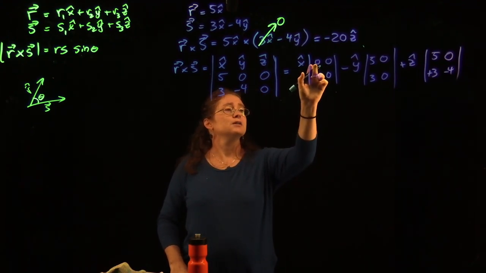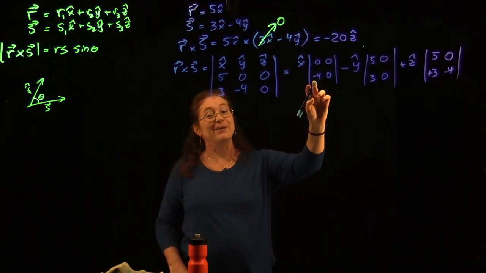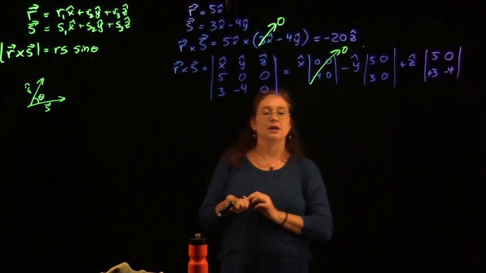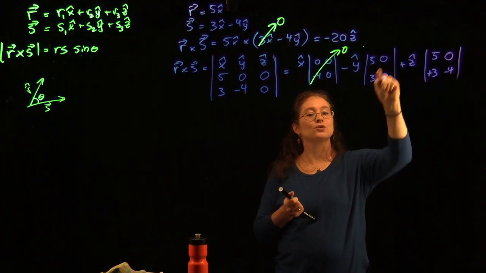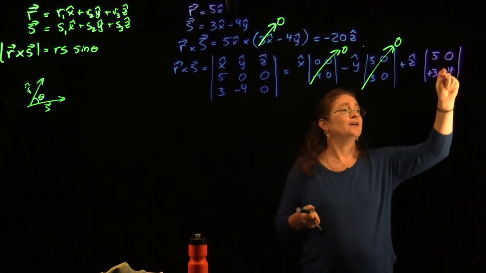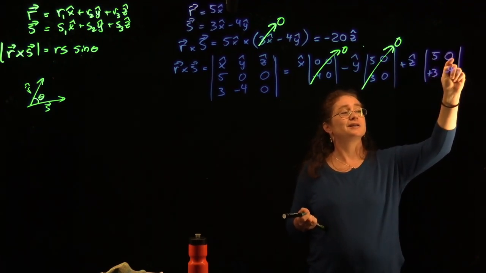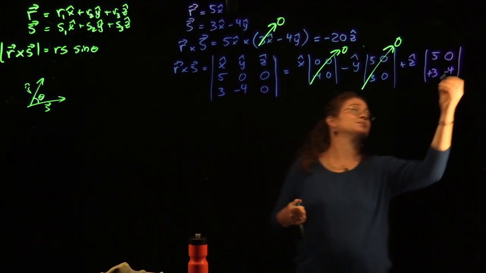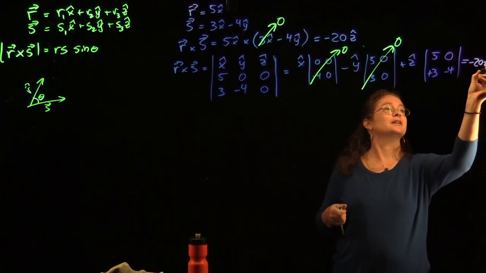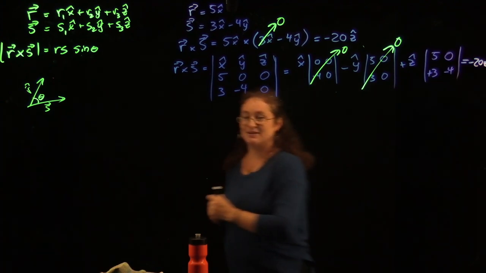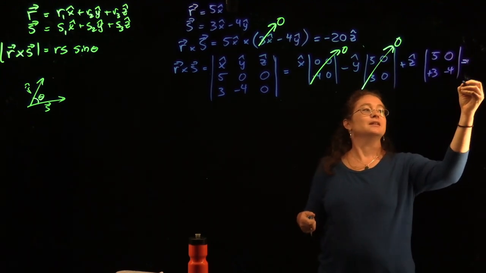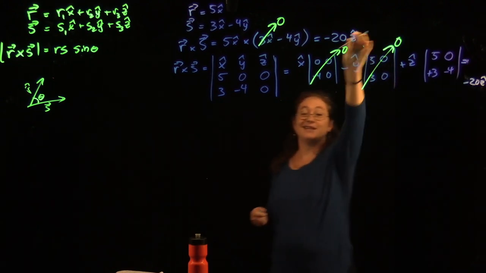Okay, this one, 0 times 0 minus negative 4 times 0 is 0. So this term goes to 0. Here I have 5 times 0 minus 3 times 0. This term goes to 0. Here I have 5 times negative 4 minus positive 3 times 0. So I have a negative 20. I can barely fit it in. It just barely runs off the screen. So I have negative 20 z hat, which is the same thing that I got here.